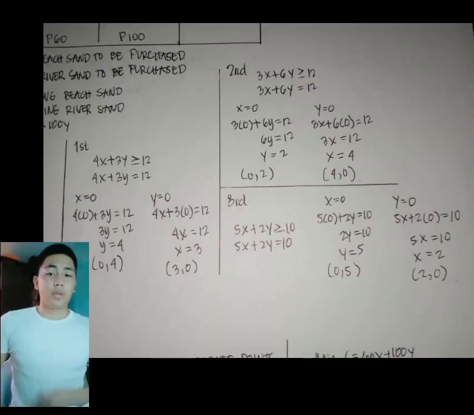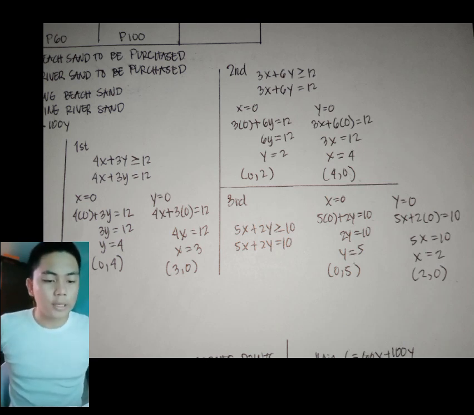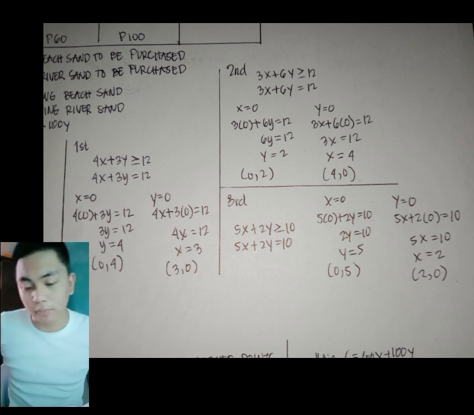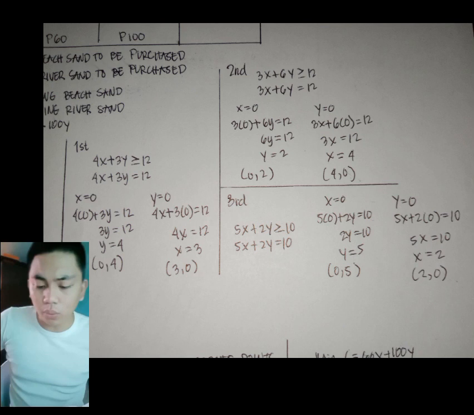So number 2, in this number, there are 3 problems that need to be solved. The first one is 4x plus 3y is less than or equal to 12, so this will be 4x plus 3y equals 12. The second one is 3x plus 6y is less than or equal to 12, so this will be 3x plus 6y equals 12. The third one is 5x plus 2y is less than or equal to 10, which will be 5x plus 2y equals 10.